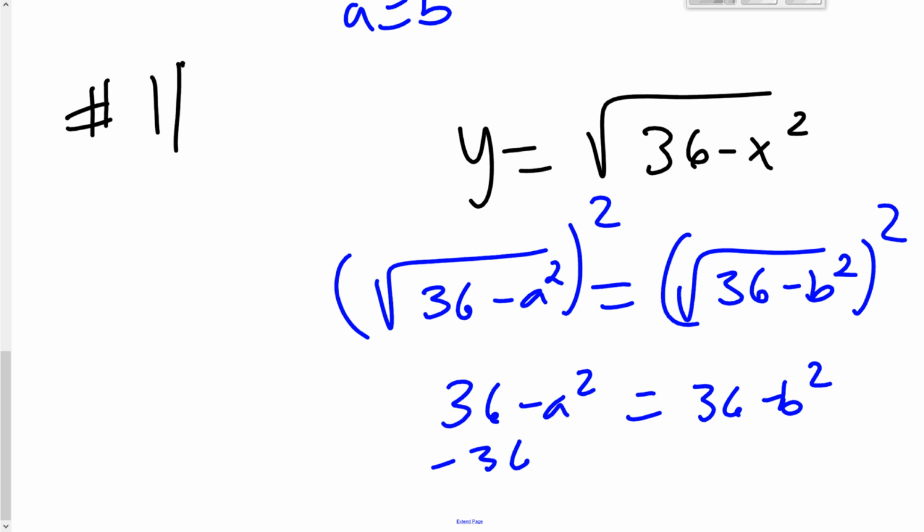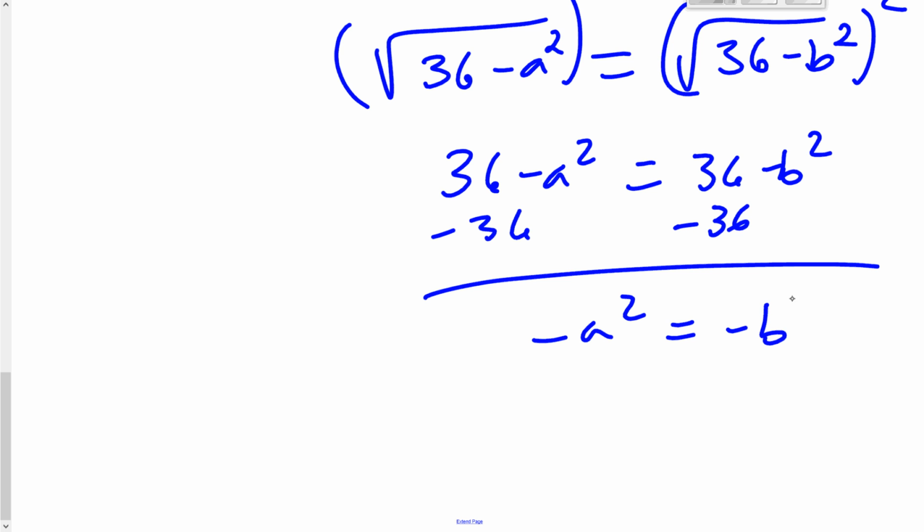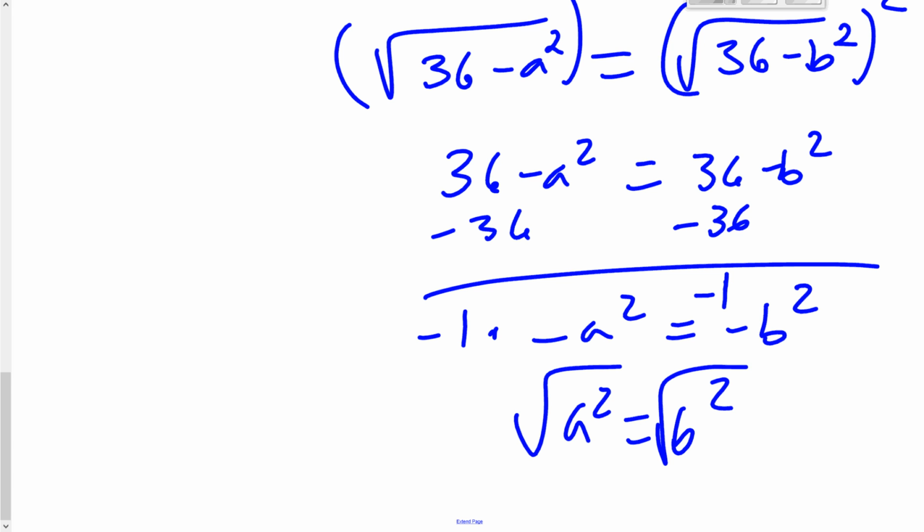Minus 36 from both sides. You could multiply by -1 on both sides. That will get rid of that negative as well, right? Or I could add an a squared to both sides and add a b squared to both sides. Get rid of a squared.